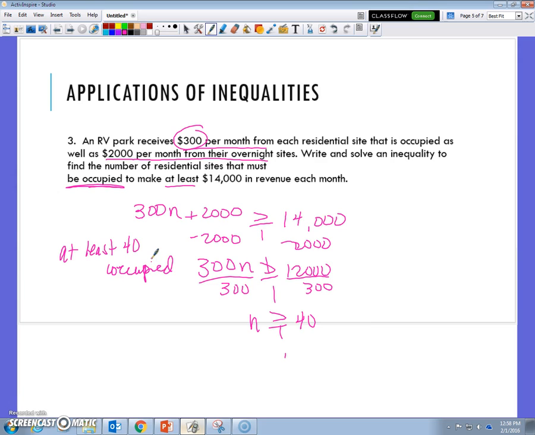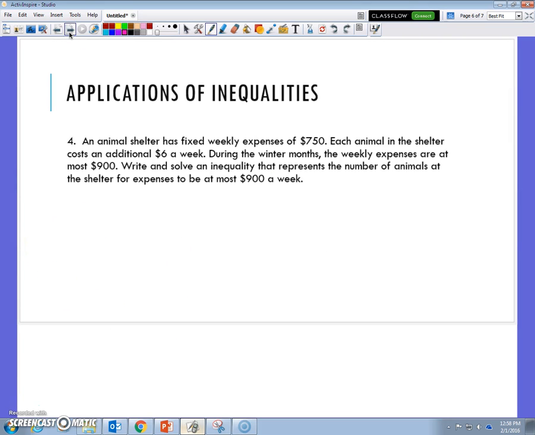At least 40 occupied. All right. Let's take a look at one more here. It says an animal shelter has fixed weekly expenses of $750. Okay, when it says fixed, that means it never changed. That's an important word. Okay, it says each animal in the shelter costs an additional $6 a week. That sounds to me like that's going to change, but for each animal. So I think I'm probably going to end up with a variable on the $6.